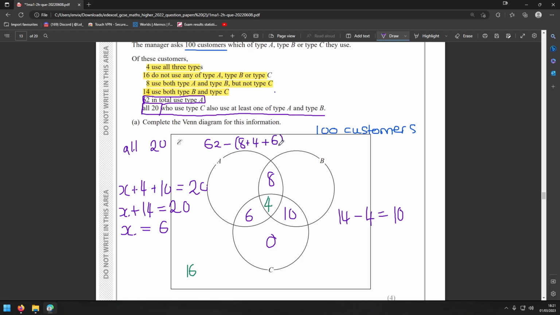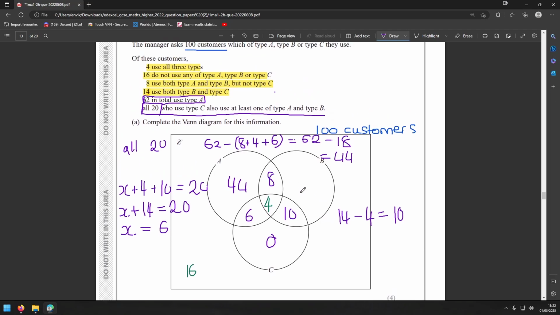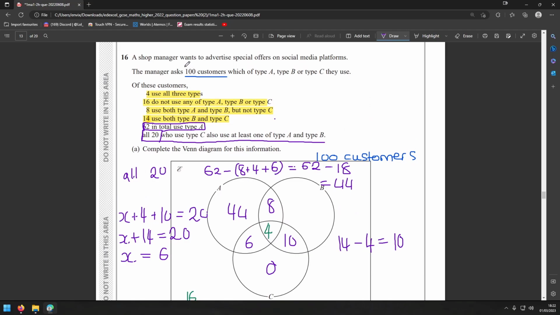And what we can do now is that we can solve for the other pieces of information in the Venn diagram by, as we know that 62 use type A, so we can add all of the information in type A, including the ones that intersect type B and type C, and we can subtract that from the original value of type A, which is 62. And when we get this, we get 44, which we can write immediately in the Venn diagram. This takes up most of the marks, and if you're in this stage, you'll probably get most of the marks.